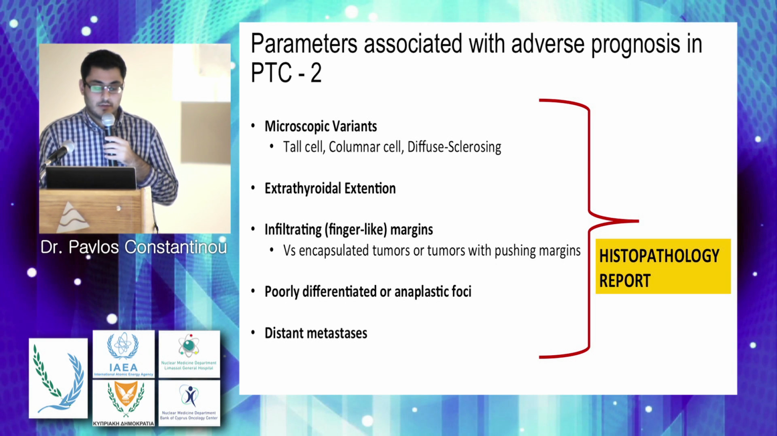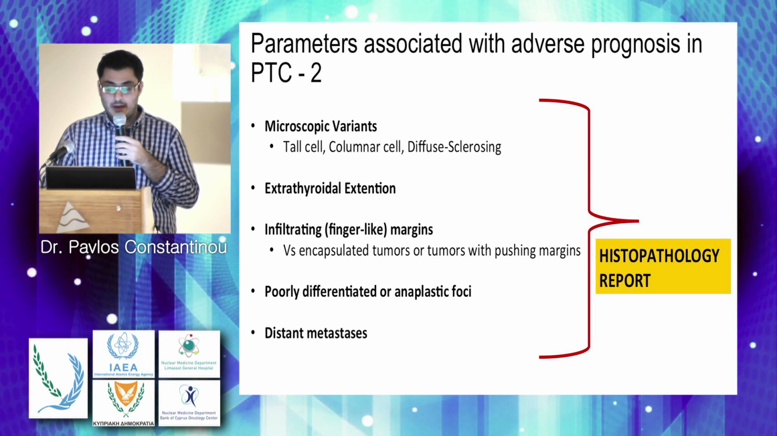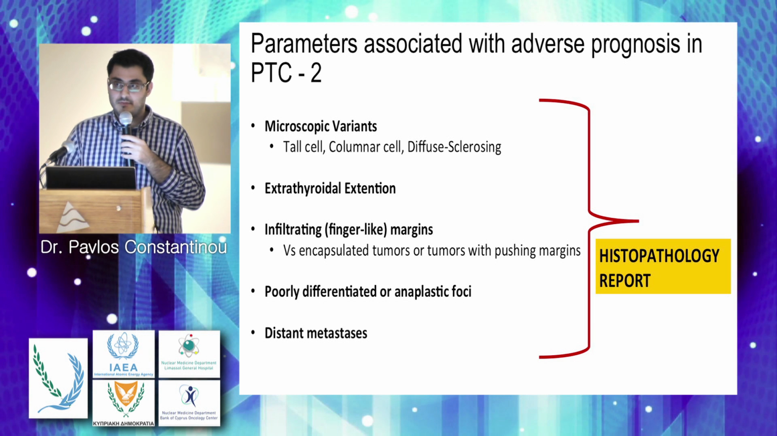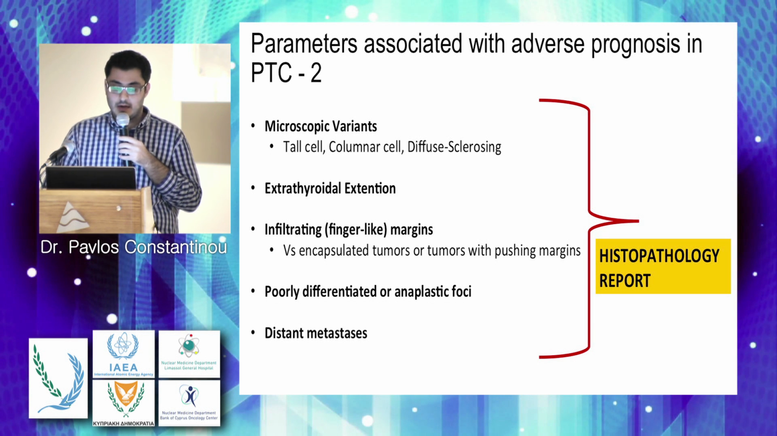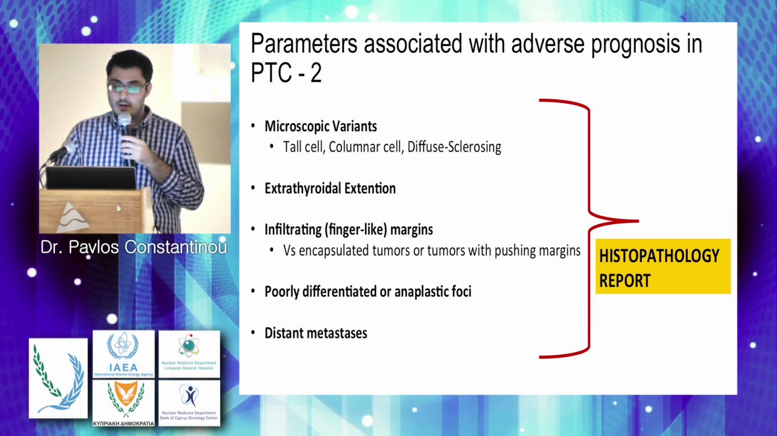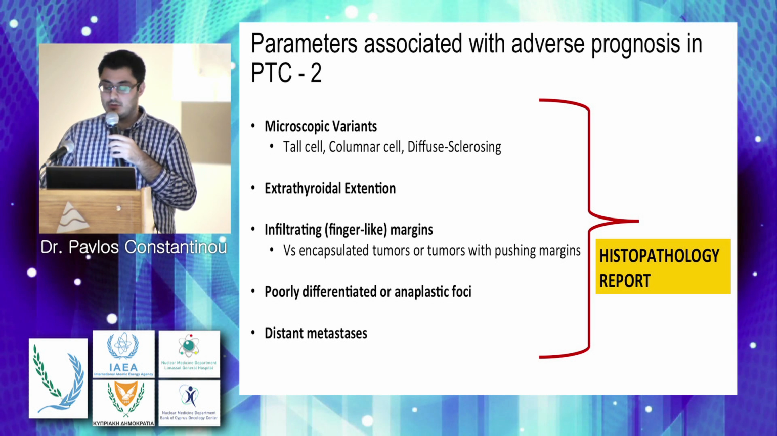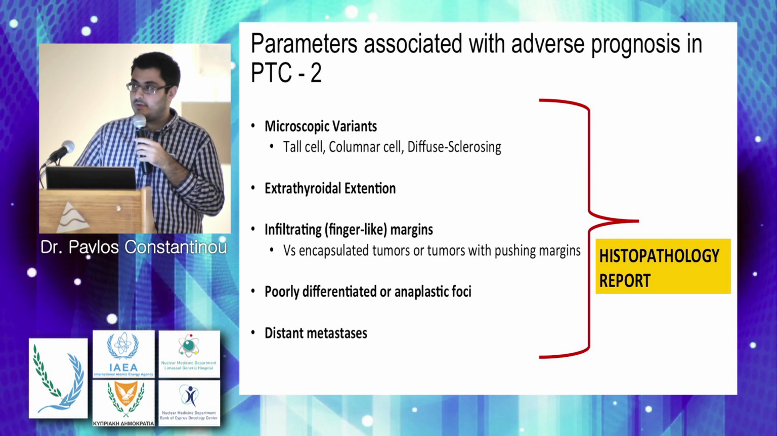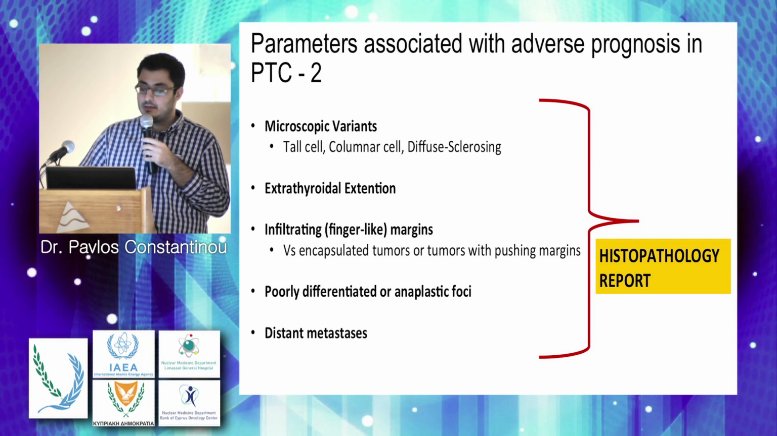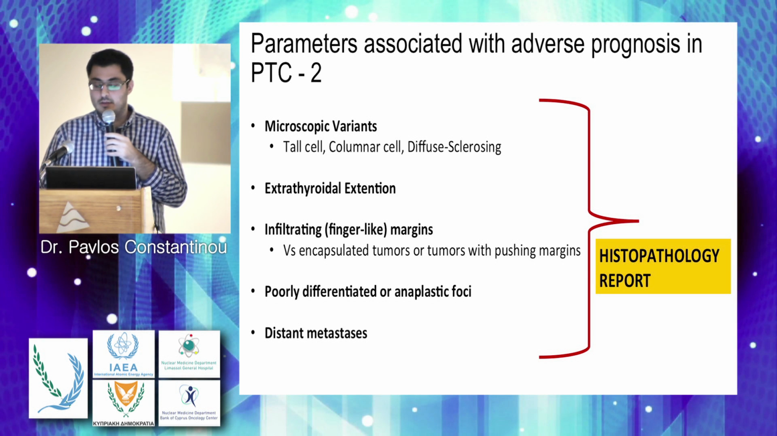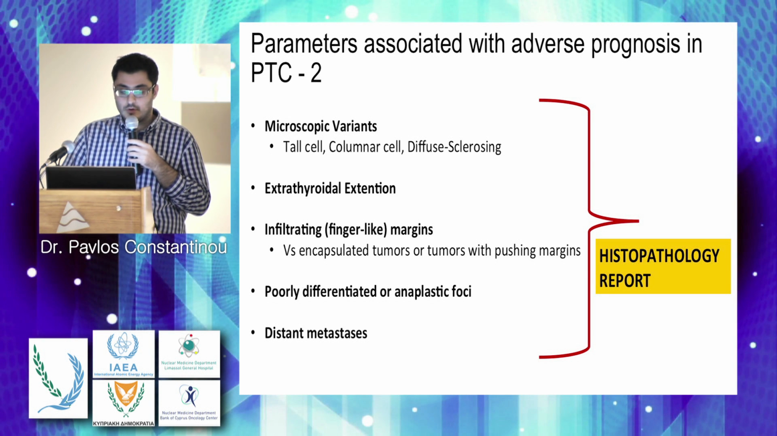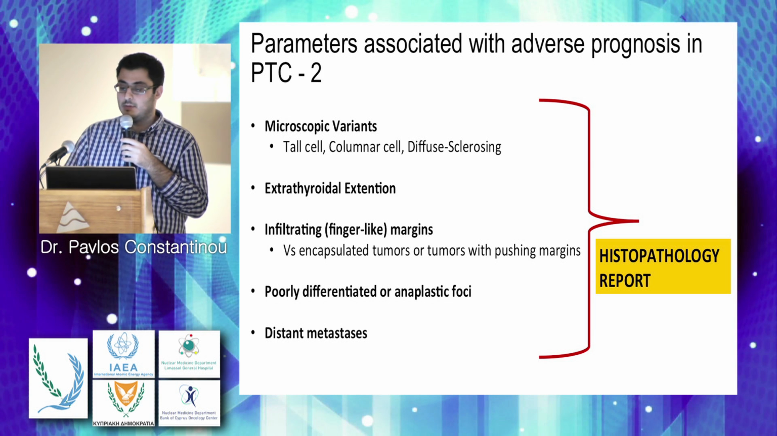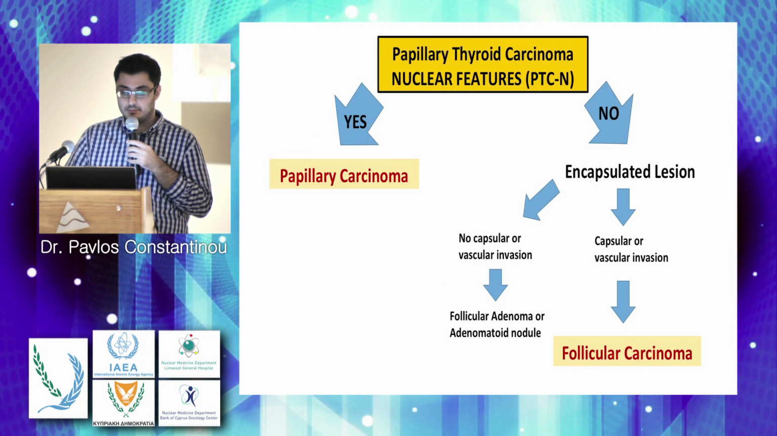The presence of extrathyroidal extension is a very important parameter. Also, tumors infiltrating with finger-like margins correlate with a worse prognosis than those that are totally encapsulated or have pushing margins. The presence of even a small focus of poorly differentiated or anaplastic morphology can impact prognosis and should be recorded in the histopathology report. And of course, the presence of distant metastases. All these data should be recorded and should be provided by the histopathology report.